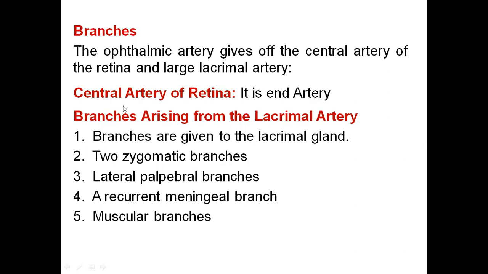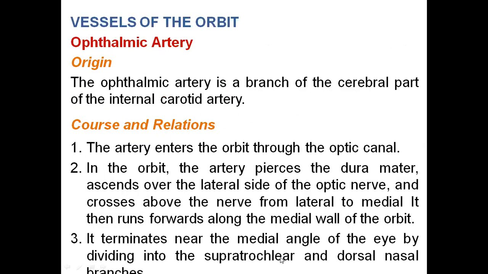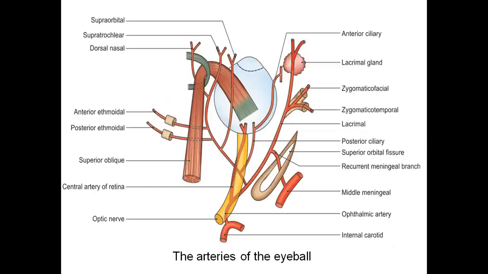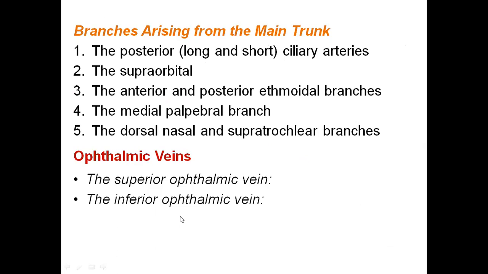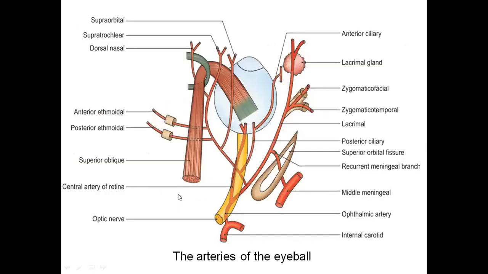It's an end artery. The branches arising from the lacrimal artery, we have seen the various branches. What are those? We have seen zygomaticofacial, zygomaticotemporal, recurrent meningeal branches, right? So the branches coming from the lacrimal artery go to the lacrimal gland, two zygomatic branches, lateral palpebral branch, recurrent meningeal branch and muscular branches. Then the branches arising from the main trunk. Let us see, this is the main trunk of the ophthalmic artery.